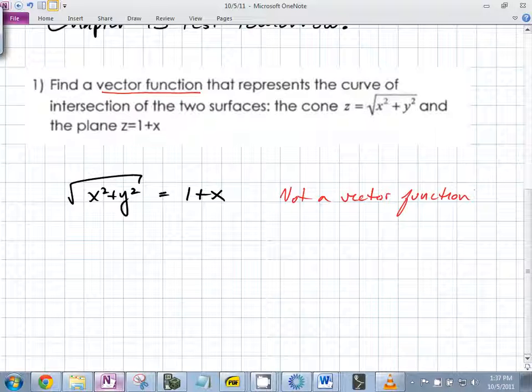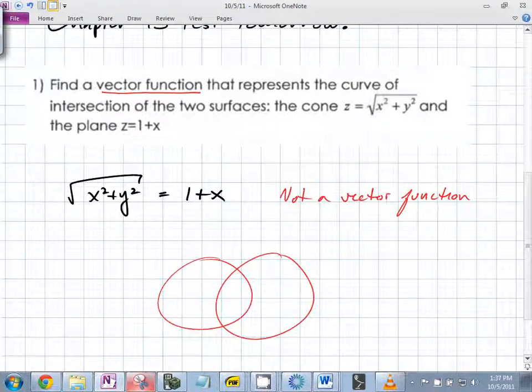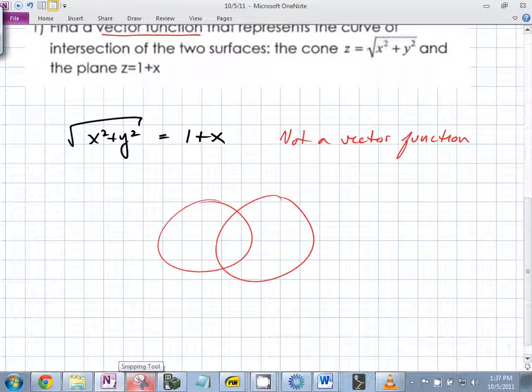Does that represent all of the points of intersection? Yes. What else does it represent? Lots of other stuff, right? Two shapes can intersect. Two circles intersect. How many points do they intersect at? Two.